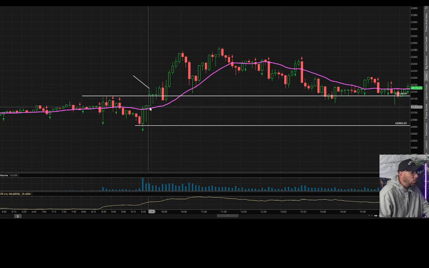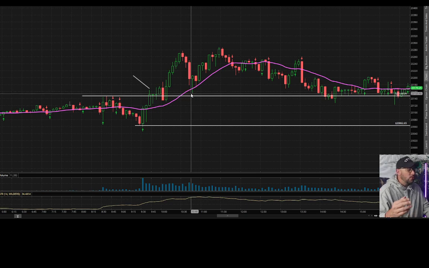So I'm going to use a 20 SMA. You can use anything you choose. You can use a 10-day moving average. You can use the 21 EMA. There's no right or wrong way to do this.